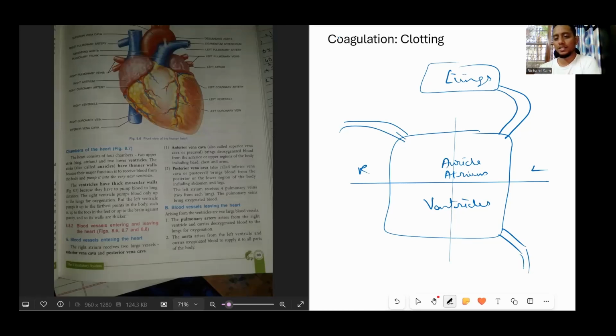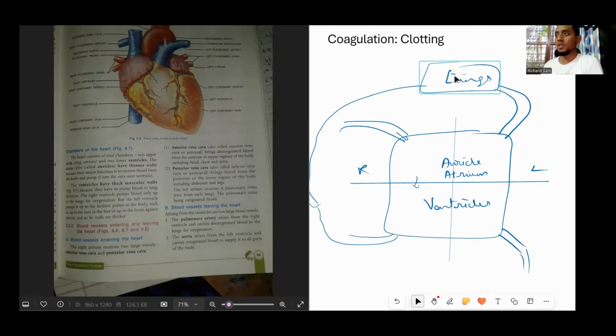Into the right auricle. Then from the right auricle, the blood goes into the right ventricle. From the right ventricle, where does the blood go? Now, this blood is oxygenated or deoxygenated blood? Deoxygenated blood. Okay, so that blood goes where now? Into the lungs for oxygenation.